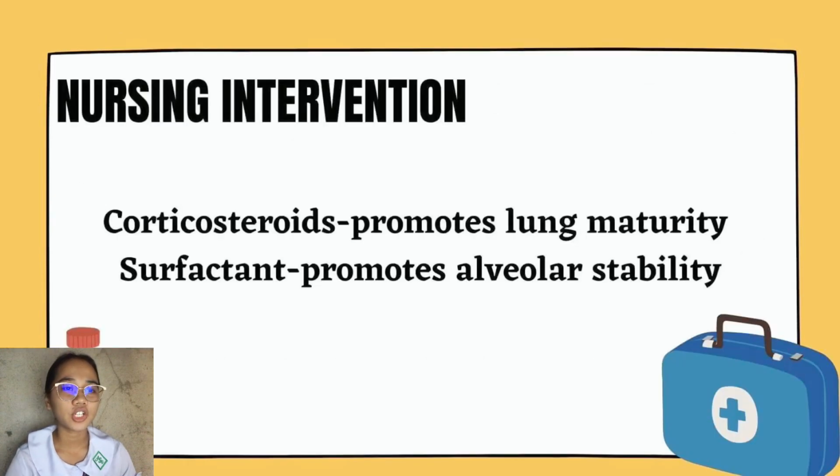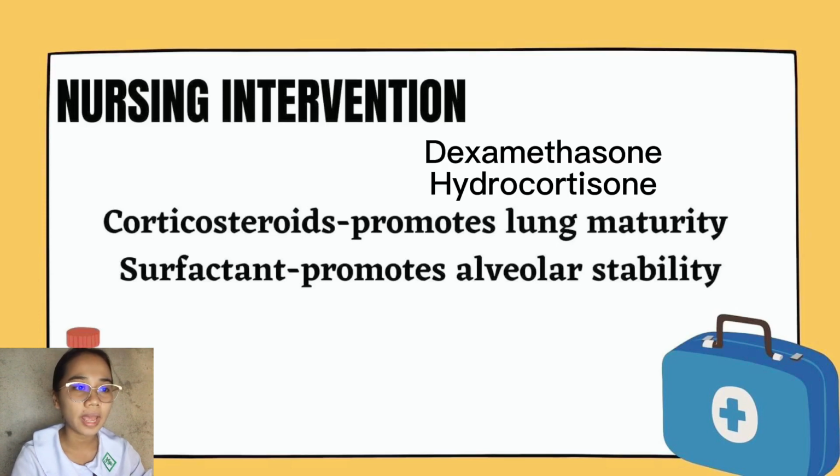For the nursing interventions, we have here the 2 interventions that can be administered in a preterm infant or preterm fetus. We have here the corticosteroids, which promote lung maturity, and surfactant, which promotes alveolar stability. Administration of corticosteroid is to reduce the inflammation, and a bronchodilator by nebulizer greatly improves respiratory function. Corticosteroids such as dexamethasone and hydrocortisone have proven beneficial for the prevention and management of BPD.